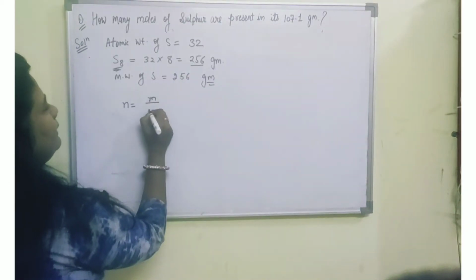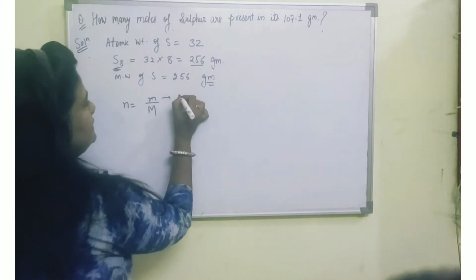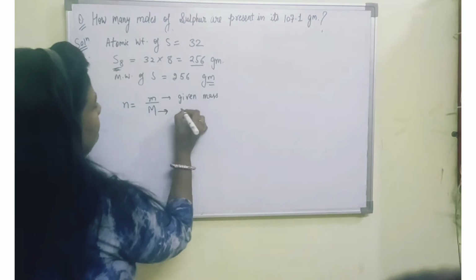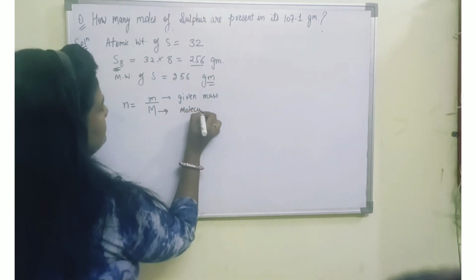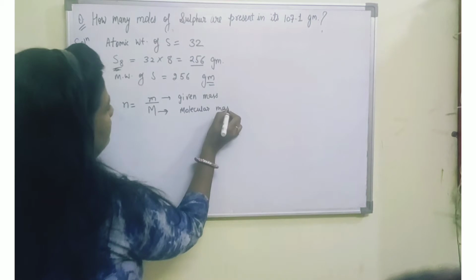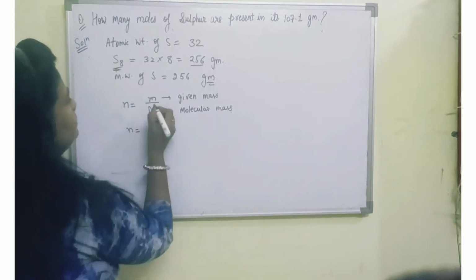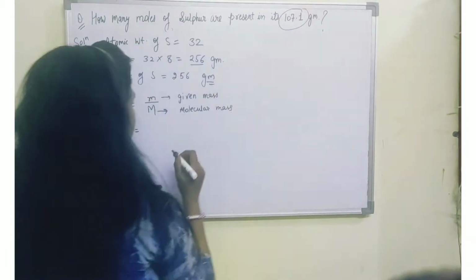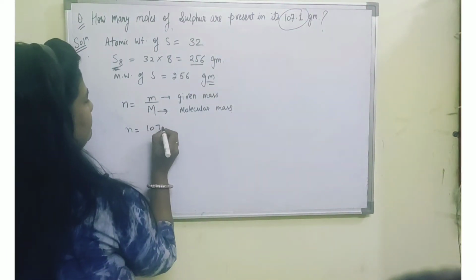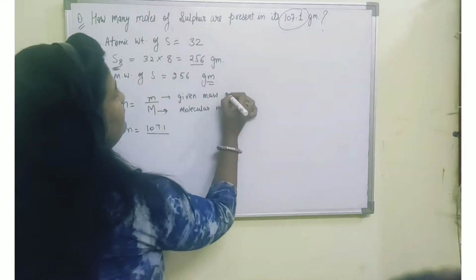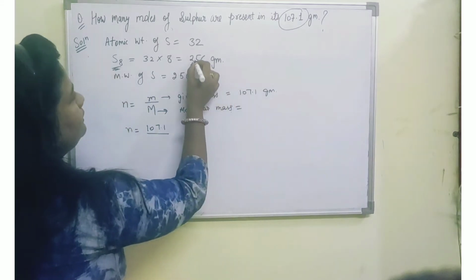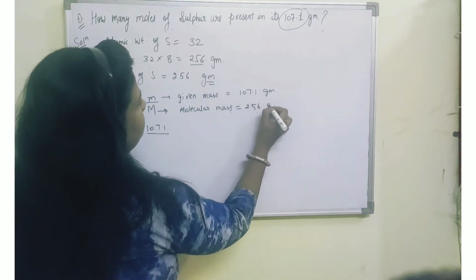We have the formula small n is equal to small m upon capital M. Small m is given mass and capital M is molecular mass. Okay, so n is equal to small m, given mass is 107.1 gram, and molecular mass will be equal to 256 gram.